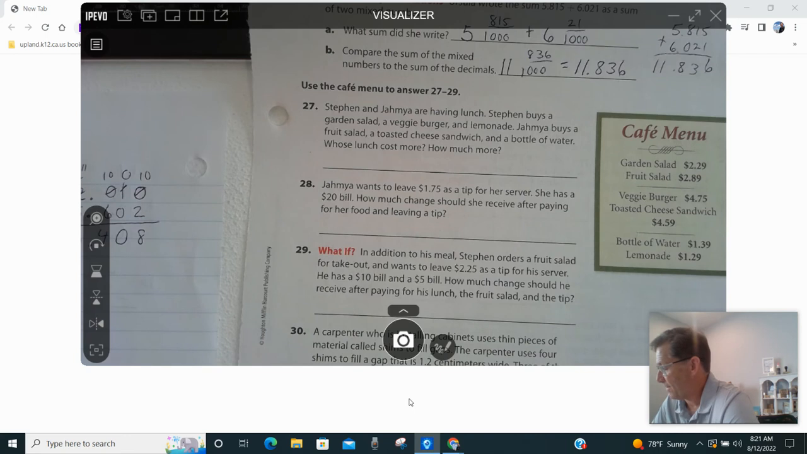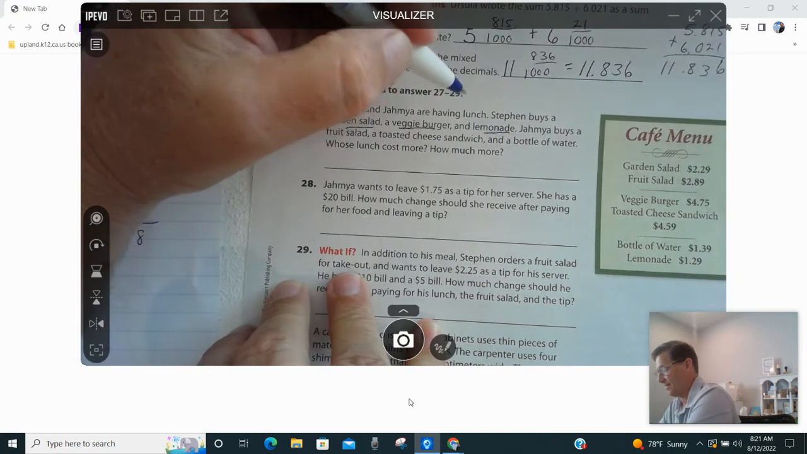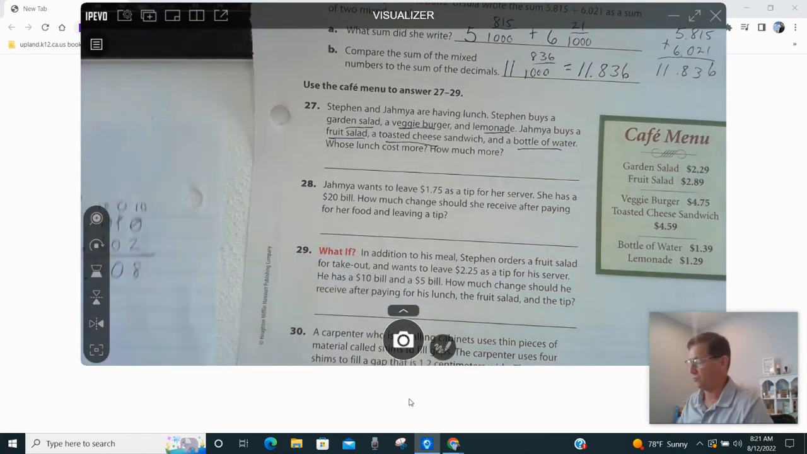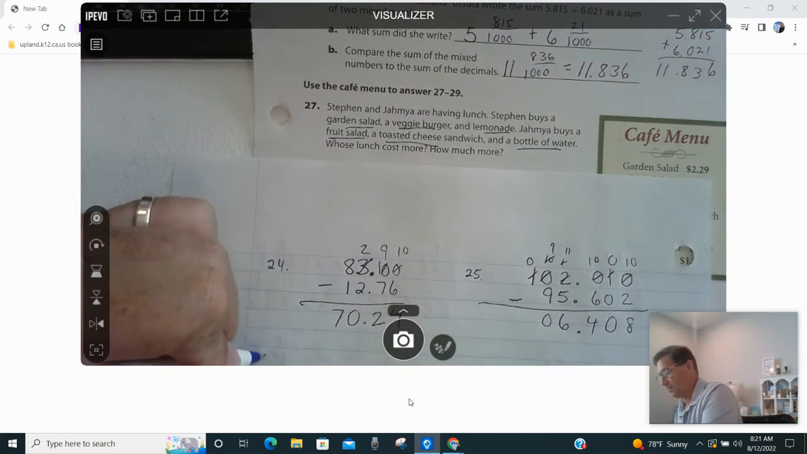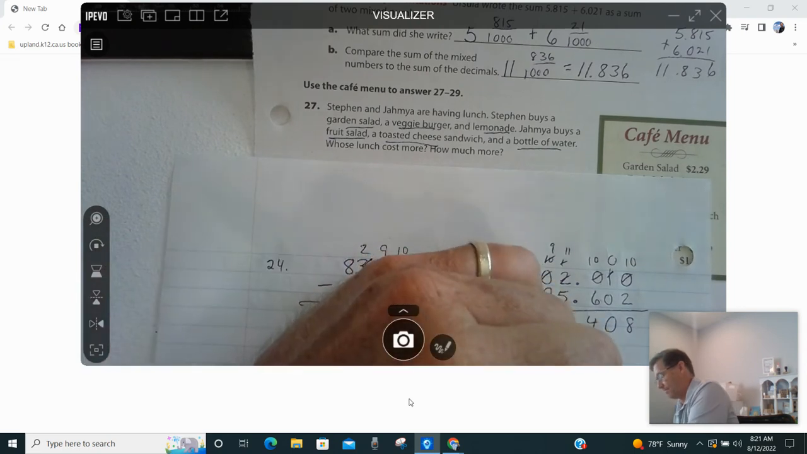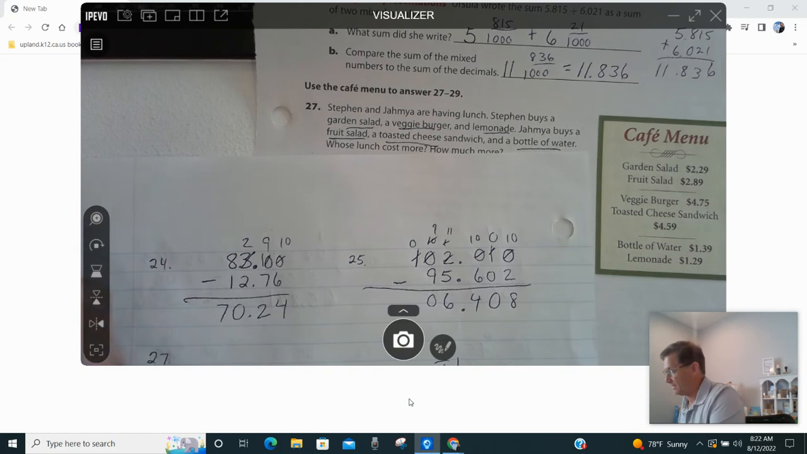Stefan and Jemiah are having lunch. Stefan buys a garden salad, a veggie burger, and lemonade. Jemiah buys a fruit salad, toasted cheese, and a bottle of water. Whose lunch costs more? Okay. So write them out. Stefan bought a garden salad for $2.29, a veggie burger for $4.75, and a lemonade for $1.29.